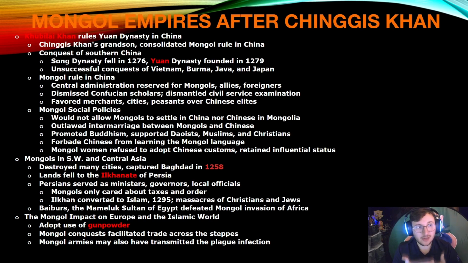But the Mongol impact on Europe and the Islamic world is in the Middle East. They're going to adopt the use of gunpowder from the Mongol conquest. But at the same time, the Mongol conquest is going to facilitate trade from east to west more so than previously. At the same time, it's not also a good thing because when the Black Plague, the Black Death, really starts to pop up, it's going to transmit the plague across these trade routes.